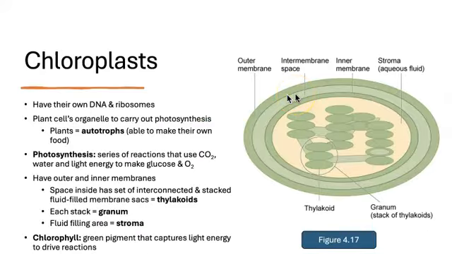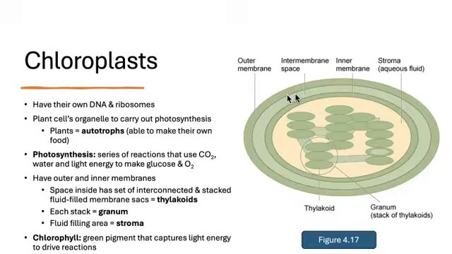And we said our chloroplasts are kind of like the mitochondria. So they too have their own DNA and ribosomes. And these chloroplasts are going to help carry out photosynthesis. We know that plants are autotrophs, which means they're able to make their own food, whereas animals are heterotrophs and they have to ingest their own food.